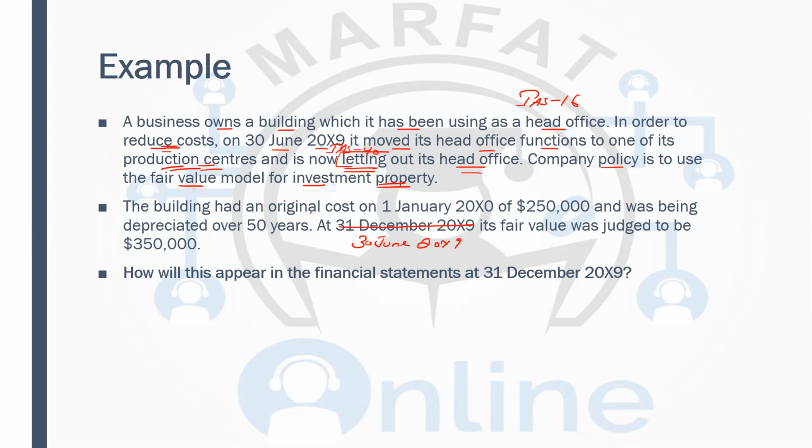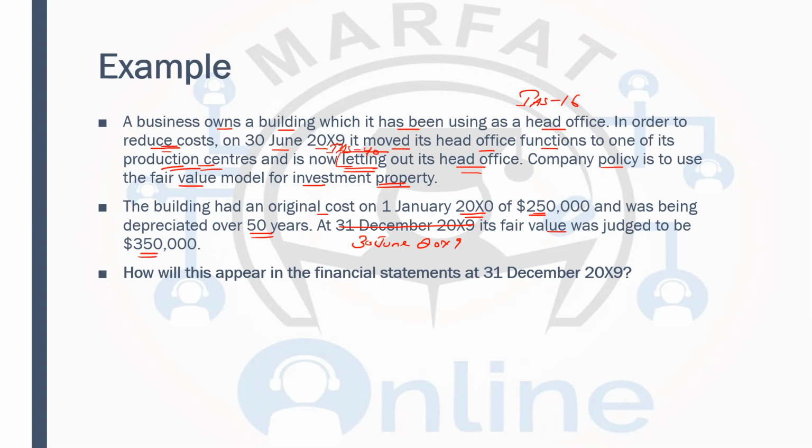The building had an original cost on 1st January 20x0 of 250,000 and was being depreciated over 50 years, because previously it was in IAS 16. So we were charging depreciation for it. At 30th June, its fair value was judged to be 350,000. How will this appear in the financial statements? It is being transferred from IAS 16 to IAS 40, and they are choosing the fair value model for the investment property.